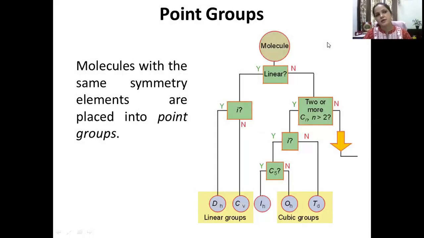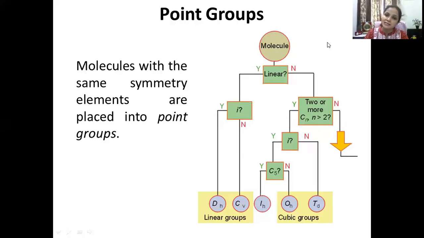Students, today I will discuss point groups. In this lecture, I will tell you how we assign a point group to molecules from the symmetry point of view. So first, what is a point group? A point group is a collection of all the symmetry elements and symmetry operations present in a molecule, and collectively I will assign a point group to a molecule.